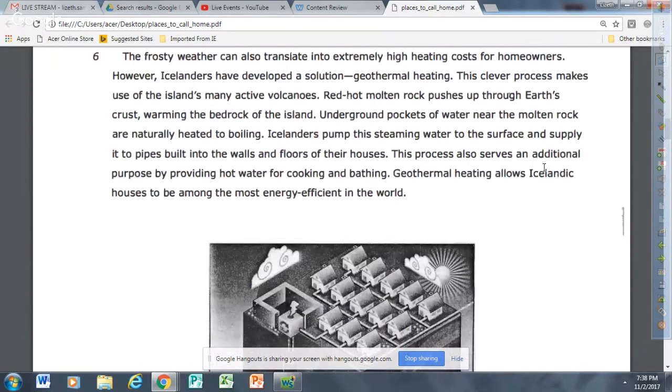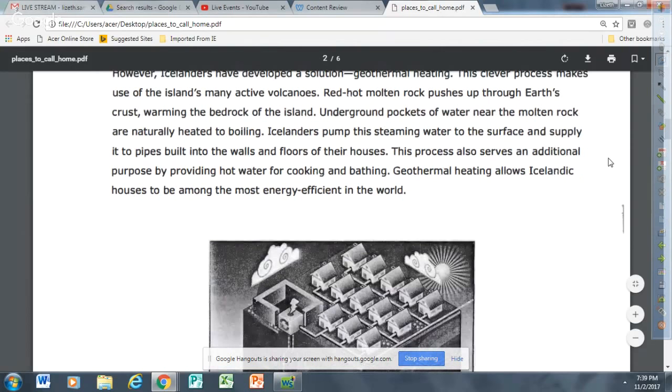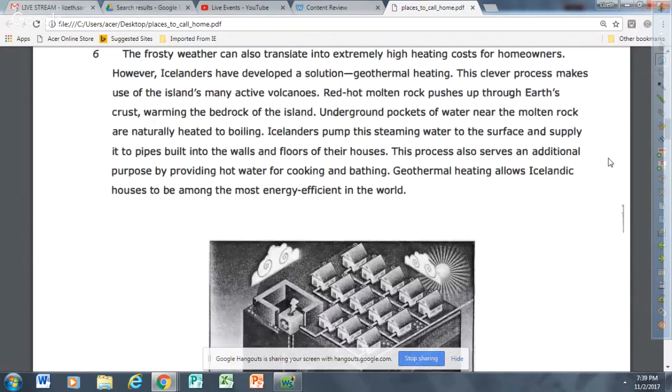And right here: The frosty weather can also translate into extremely high heating costs. However, Icelanders have developed a solution, geothermal heating. The clever process makes use of the island's many active volcanoes. Red hot molten rock pushes through the Earth's crust, warming the rock of the island. Underground pockets of water near the molten rock are naturally heated to boiling. Icelanders pump this steaming water to the surface and supply it to pipes built in the walls and floors of their houses. This process also serves an additional purpose by providing hot water for cooking and bathing. Geothermal heating allows Icelandic houses to be among the most energy efficient in the world.